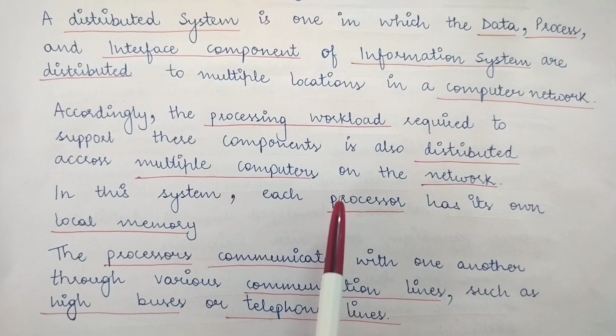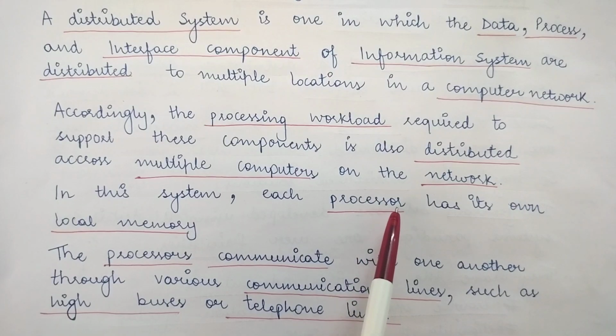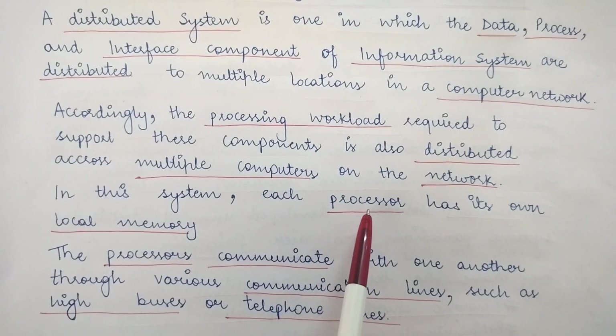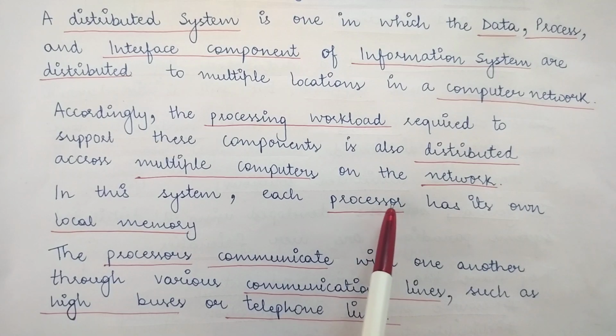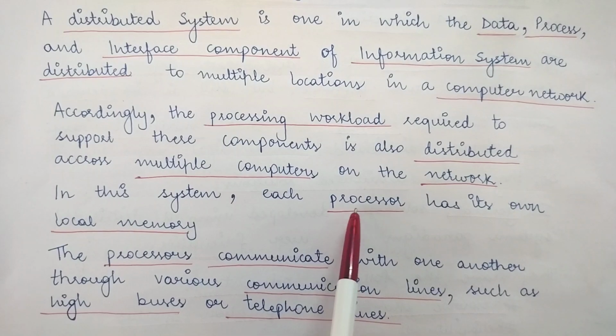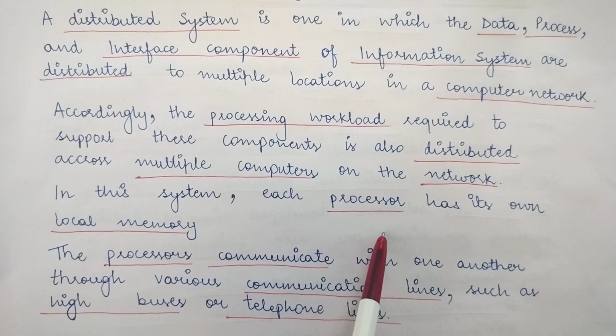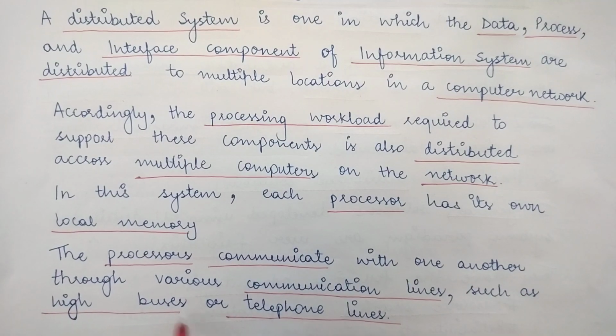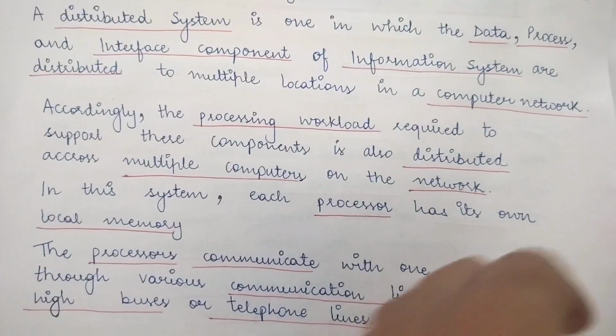Now, since the workload is distributed among several processors, each processor is doing its own processing task, but the end result will be provided when all the work done by all the processors is integrated together. That means the processors need to communicate with each other so that they can integrate their processing work. And how do they communicate? Through various communication lines, such as high speed buses or telephone lines.